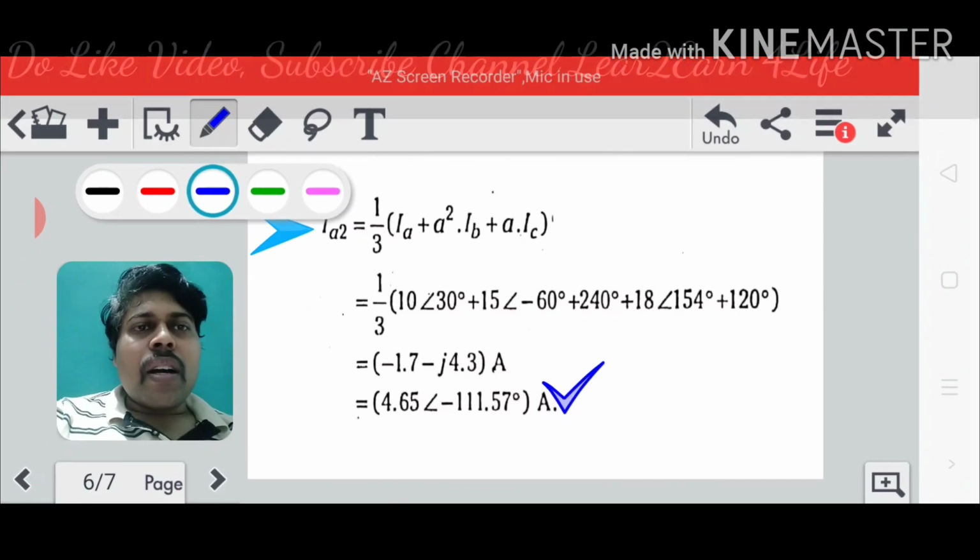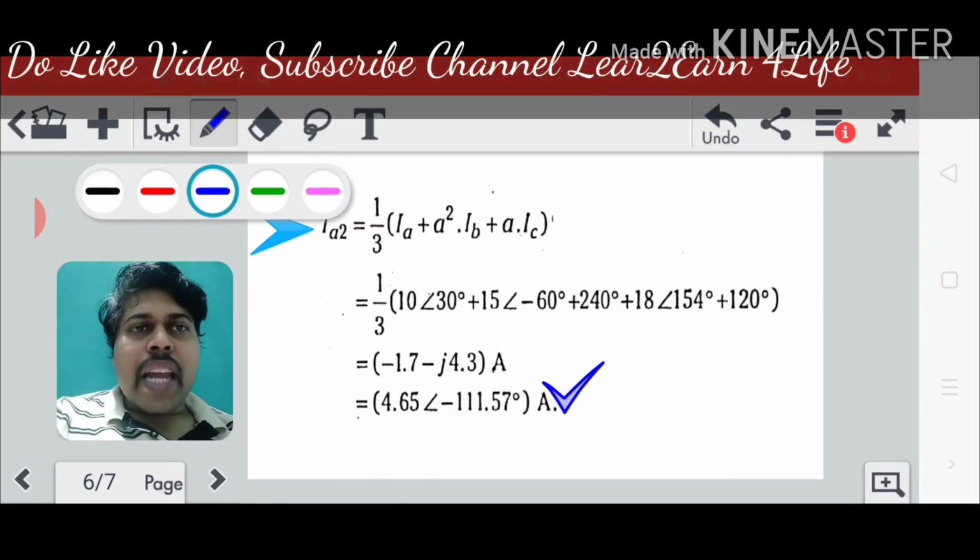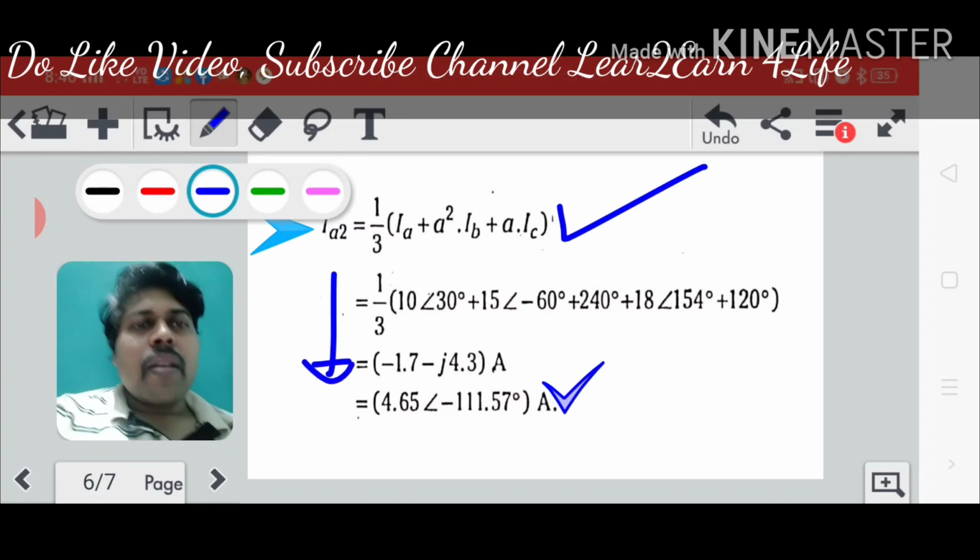Let us solve for the negative sequence line current. IA2 is equal to 1 by 3 into bracket IA plus A square IB plus A IC. Solving by putting the values of IA, IB, IC in this expression, we will get minus 1.7 minus 4.3J ampere in rectangular form, 4.65 at an angle minus 111.57 degrees in polar form.